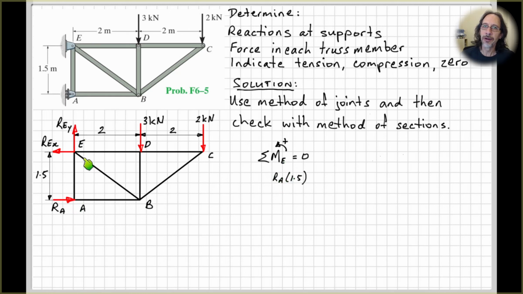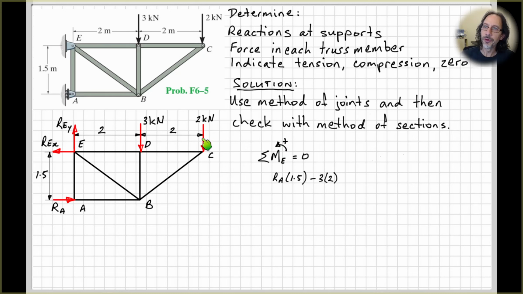So the moment of RA about point E is force times its perpendicular distance, which in this case is 1.5, and that's tending to rotate in an anti-clockwise direction about point E. So that's a positive moment. Then we have our 3 kilonewton force here acting downwards. Its moment about point E will be 3 times 2, its perpendicular distance being 2 here. And it's tending to rotate in a clockwise direction, and because we've assumed anti-clockwise is positive, that's a negative moment.